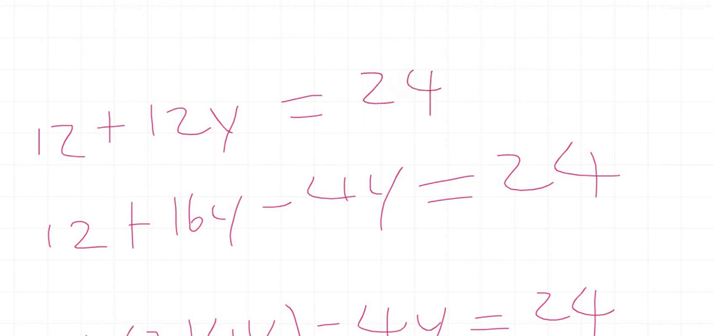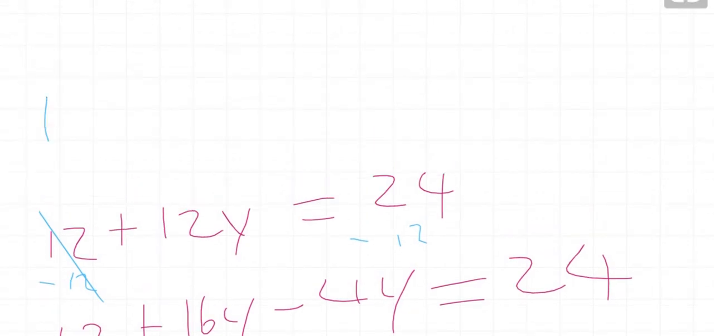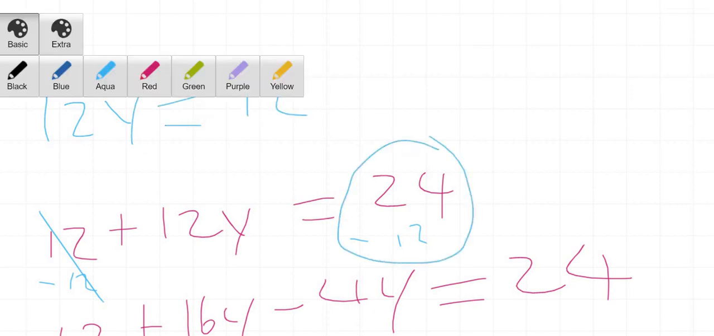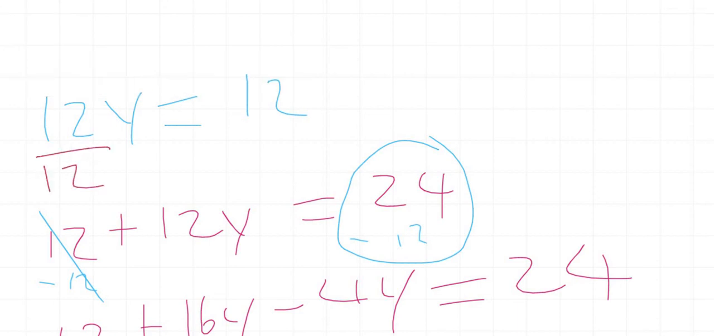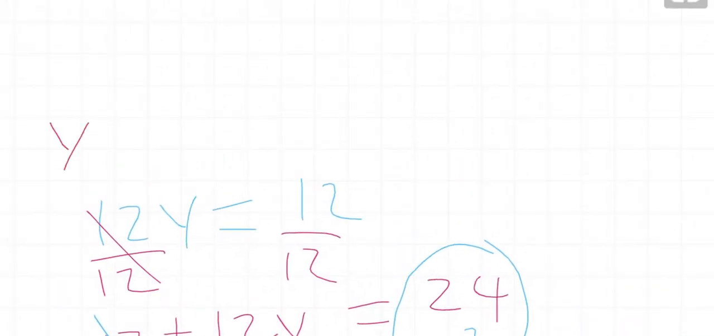You will subtract 12 from both sides. That cancels that, leaving us with 12y is equal to 12. And we could make y the subject by dividing both sides by 12. And so y would be equal to 1.